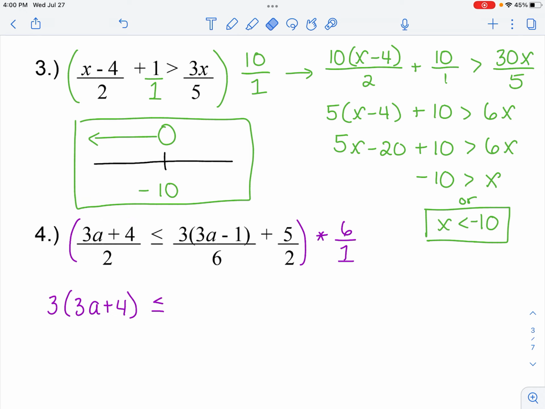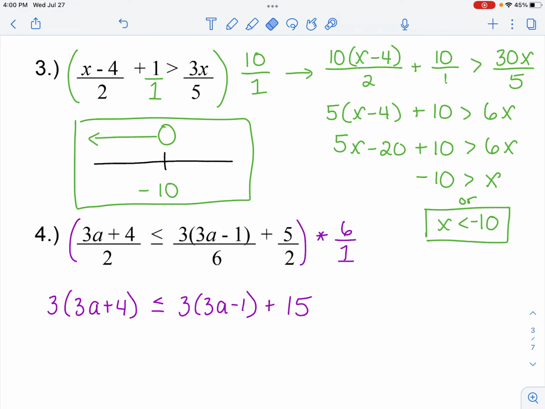Now, when I do 6 times this fraction, the 6 and the 6 will cancel off, so that's actually going to just give me the numerator. And then I'm going to have, one last time, 6 times 5 over 2. 6 times 5 is 30. 30 divided by 2 is 15.